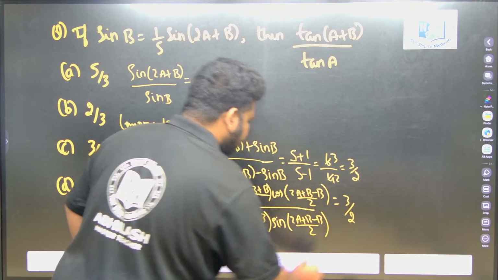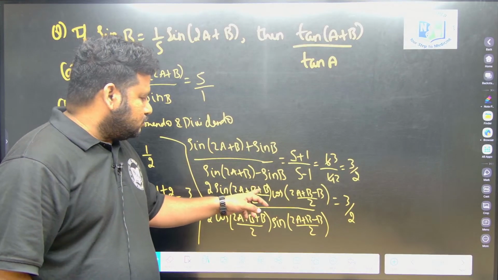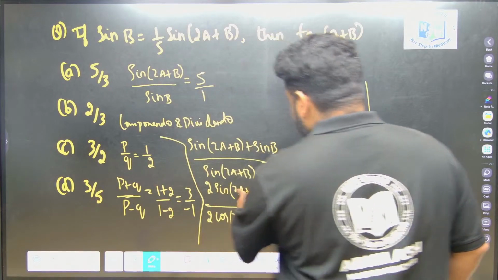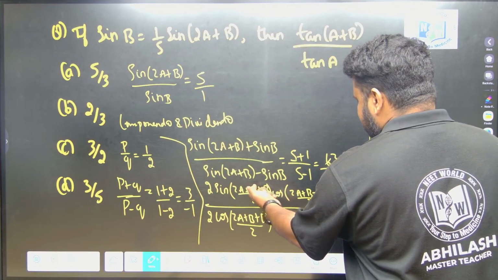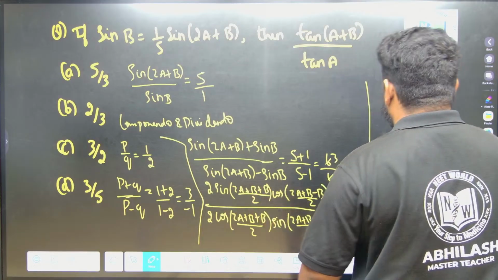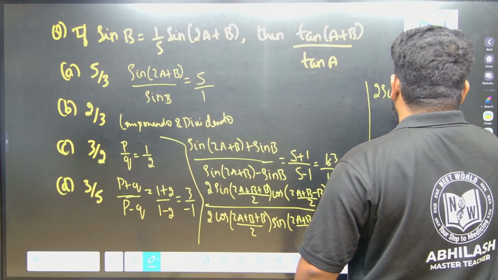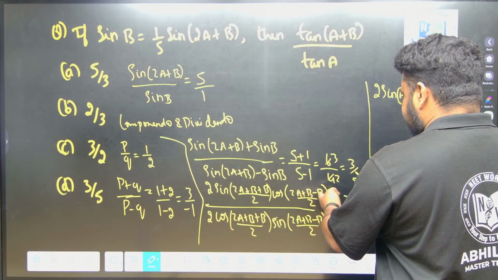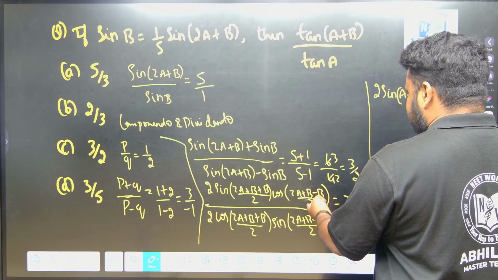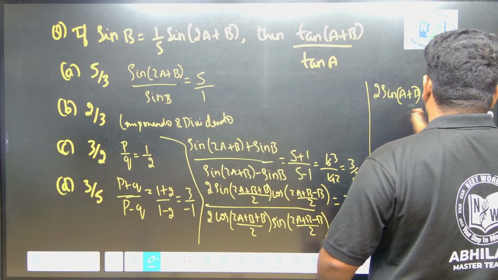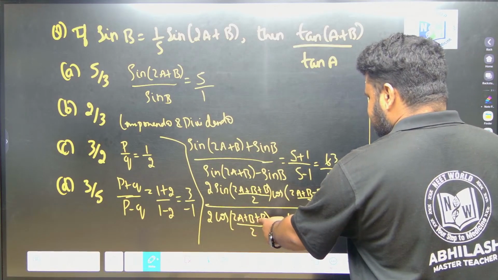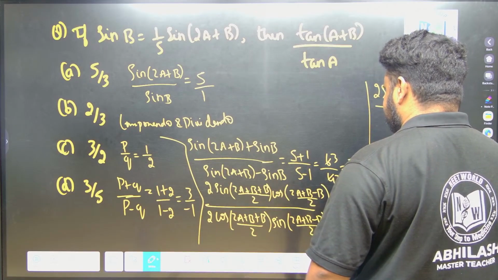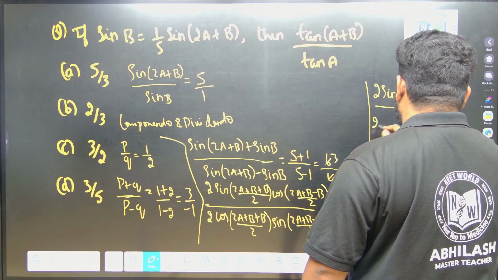This is equal to 3 by 2. Now, observe carefully, (2a plus 2b) divided by 2 is nothing but a plus b. So I will get 2 sin of (a plus b), into cos of (2a plus b minus b) divided by 2. The plus b and minus b cancel, so I will have 2a by 2, that is cos a, divided by 2 cos of (a plus b), where the 2s cancel.